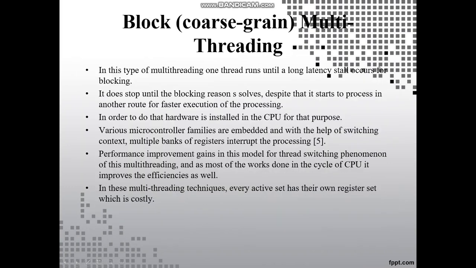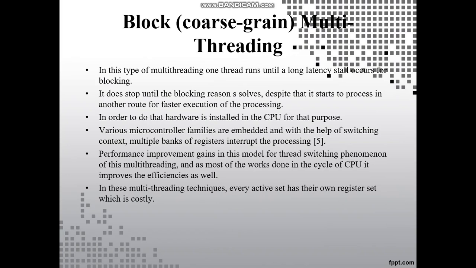Now we will move to block or coarse grain multithreading. In this multithreading, one work continues until a long latency stall occurs for blocking. It stops until the blocking reason is solved. Despite that, it starts to process in another route for faster execution of the process. In order to do that, hardware is installed in the CPU for that purpose.